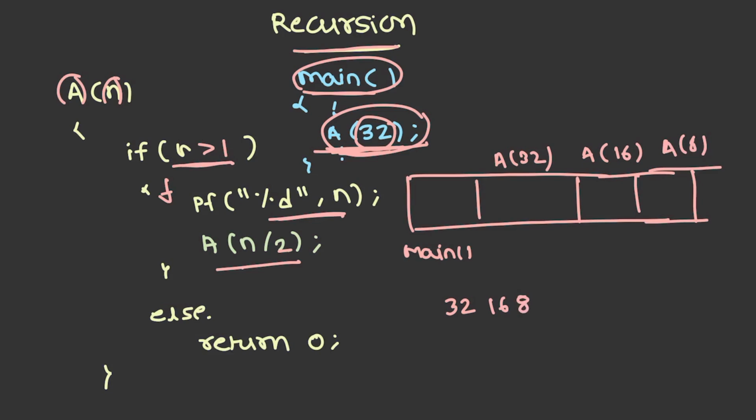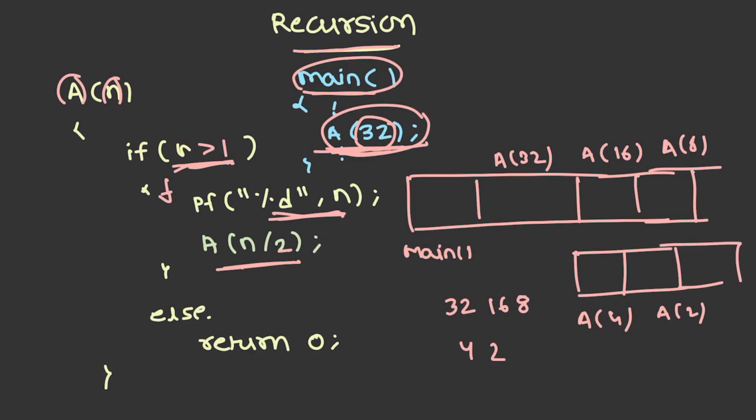Again the value 8 will be printed. Now a of 4 will be called. 4 is greater than 1, so 4 will be printed. Now a of 2 will be called. 2 is greater than 1, so 2 will be printed, and a of 1 is called. Now the value of n in this case is 1. Is 1 greater than 1? This condition is false. It comes out of this condition and returns 0.